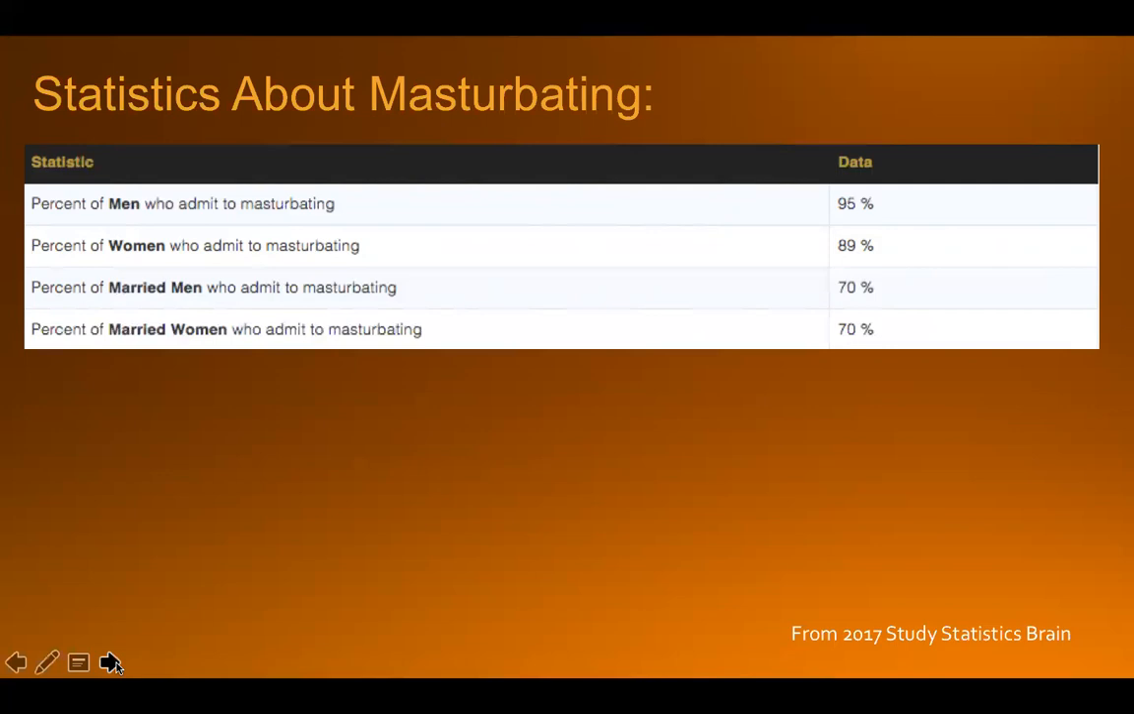Percentage of married men in that study said 70%. Percentage of married women who admitted to masturbating was 70%. So obviously when you get married, you have maybe less masturbating. Obviously it's still there, but it's also at equal rates based on that study.